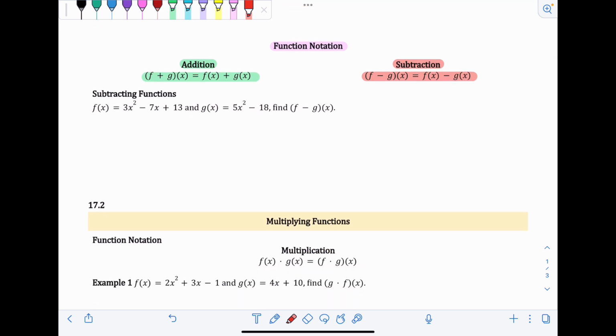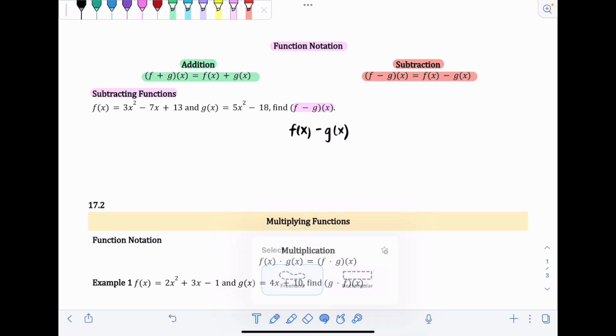Okay, so subtracting functions now. In this problem, f of x is 3x squared minus 7x plus 13, and g of x is 5x squared minus 18. And we want to find f minus g of x. That just means we're going to take f of x and subtract g of x, keeping it in the same order as it's given in the problem. You could see it the other way around in the future, where it says g minus f, and you would need to switch the order there as well. But this is f minus g of x, so that's what we're going to do.